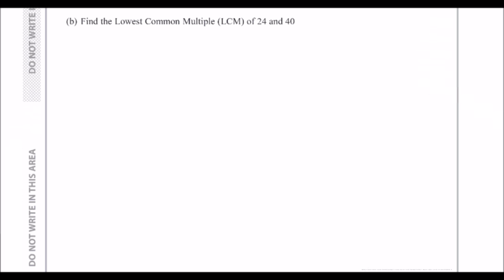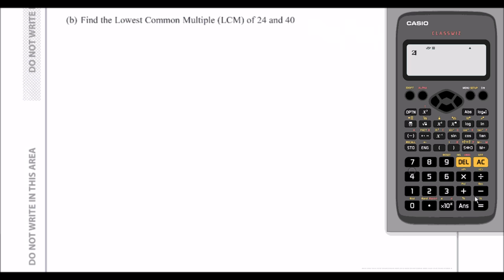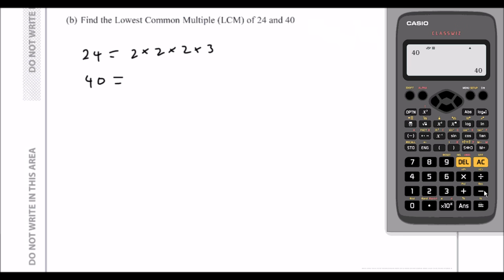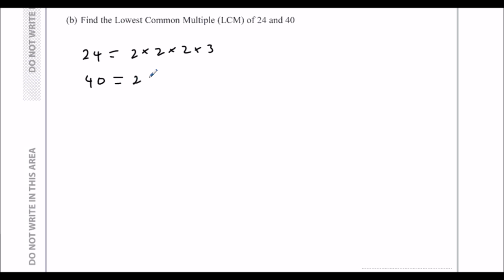Part B, find the lowest common multiple of 24 and 40. So 24 as a product of its prime factors. So 24 as a product of its prime factors is 2 cubed times 3. So 24 is 2 times 2 times 2 times 3. 40 as a product of its prime factors. So 40, shift fact, is 2 cubed times 5. So 2 times 2 times 2 times 5.